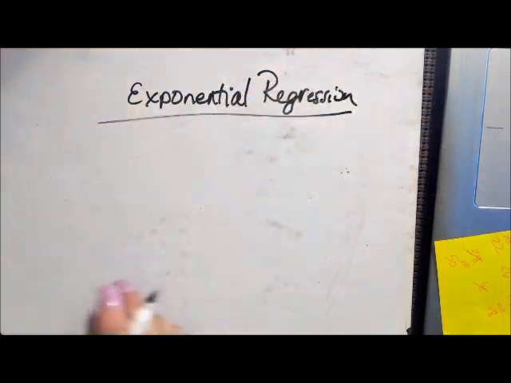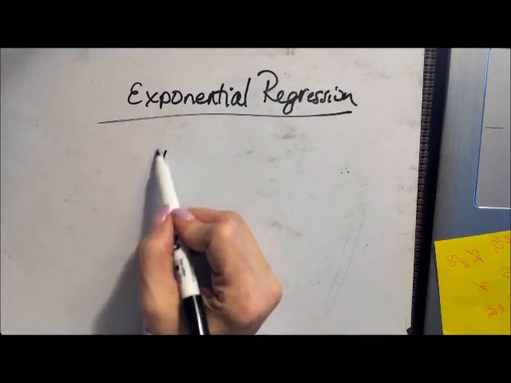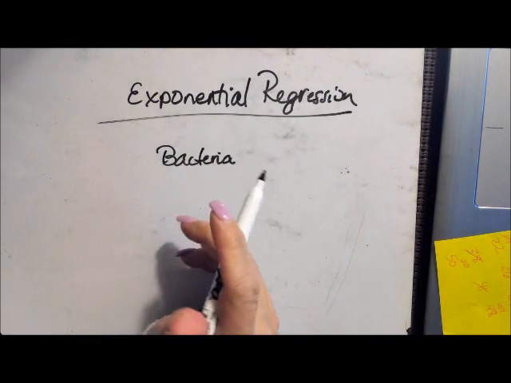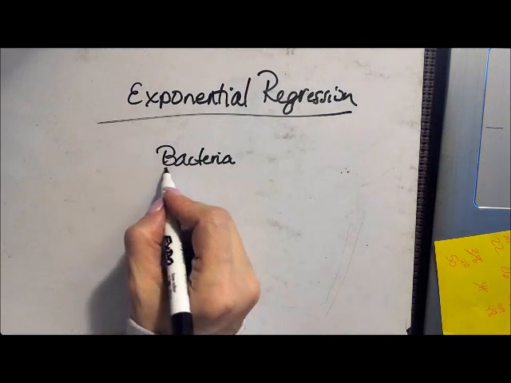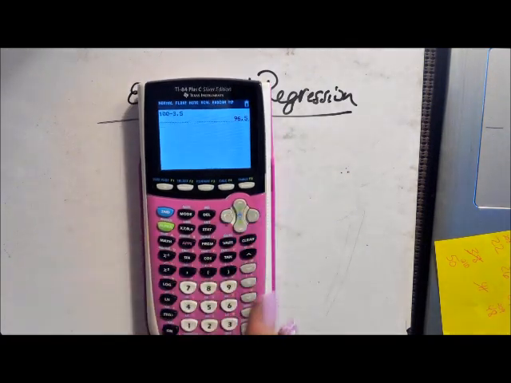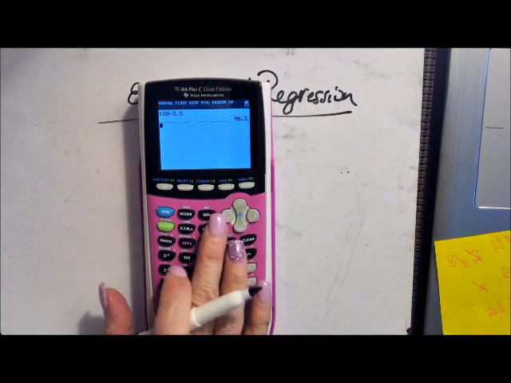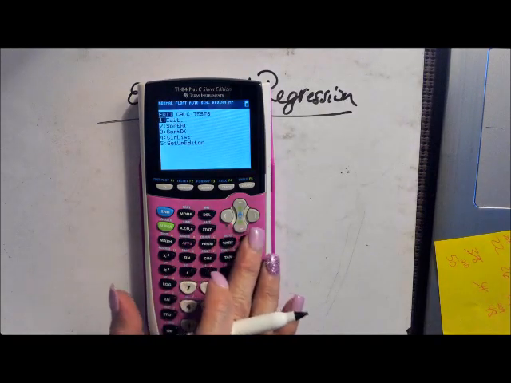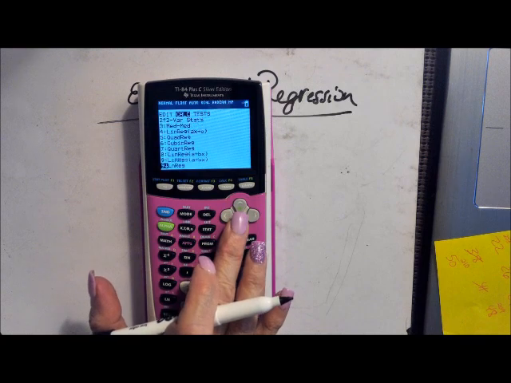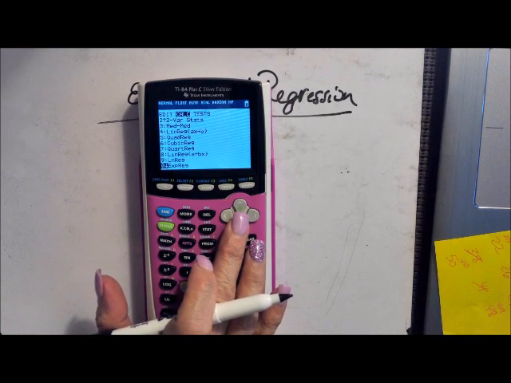things that you would do with a regression, bacteria would grow. If you have a problem involving bacteria, that would be an exponential regression. Other ones might be if something in a bank, if you're growing your money exponentially, that would be a regression. I'm trying to give you some actual word problems. When you do your regression, it is going to be down here at 0. Okay, there it is, expo regression.